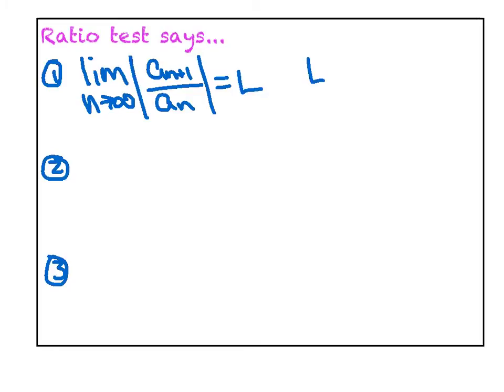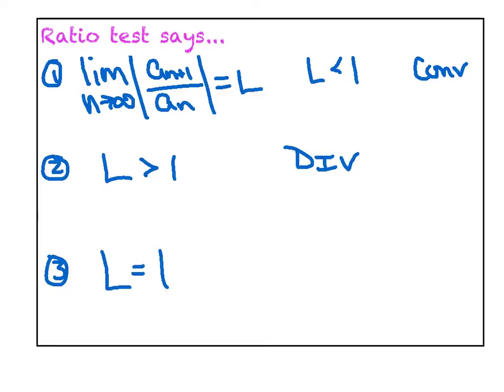So basically, if L turns out to be smaller than 1, that's a good thing. We said that the series converges. If L turns out to be greater than 1, that's a bad thing. That means the series diverges. And if L turns out to be equal to 1, then we say, well, inconclusive. Let's go back to the drawing board and pick a different test, shall we?